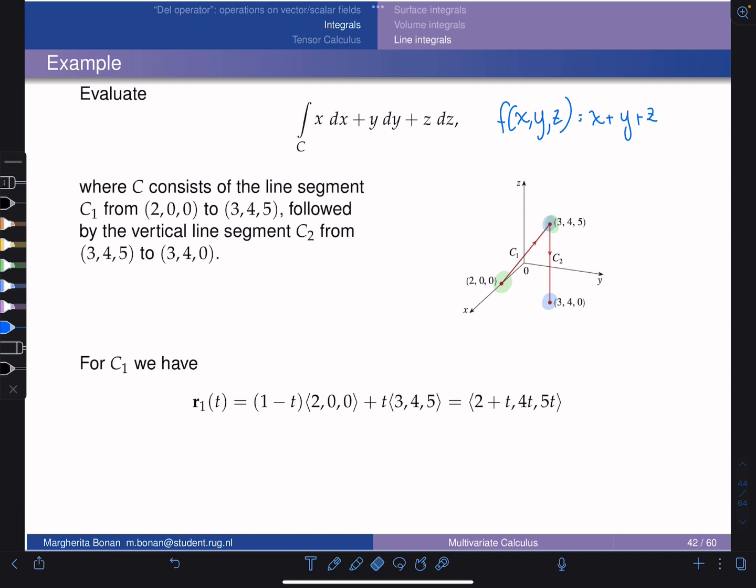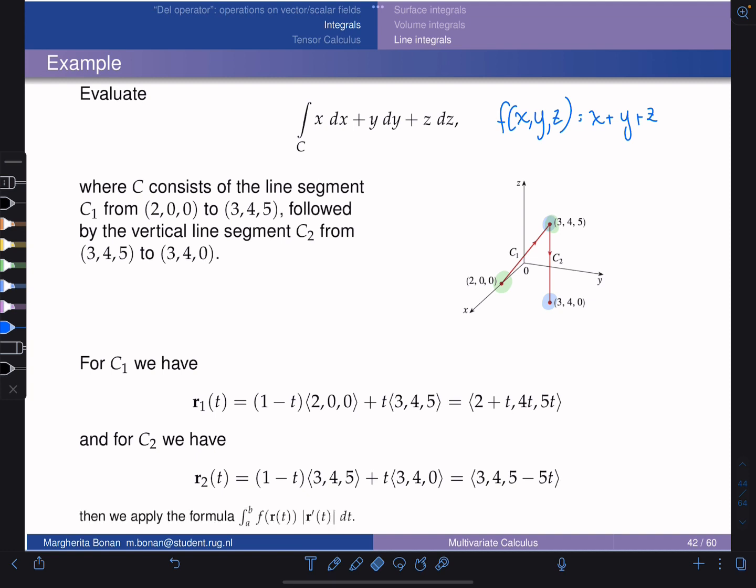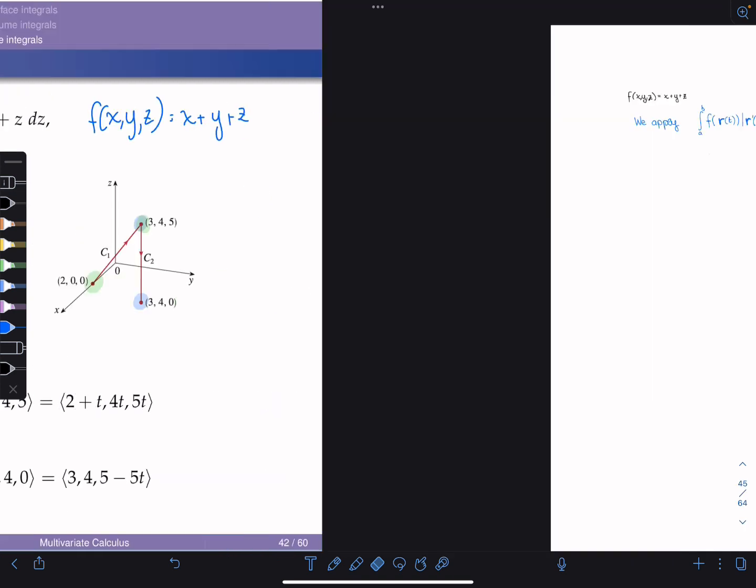So we can do the same for the second parameterization. It's a quick and fast way to find the parameterization of a segment by using this kind of structure. So 1 minus t multiplying the first point plus t multiplying the second point. In this case, we get 3, 4, 5 minus 5t. Now, all we have to do is apply the formula that we saw before.